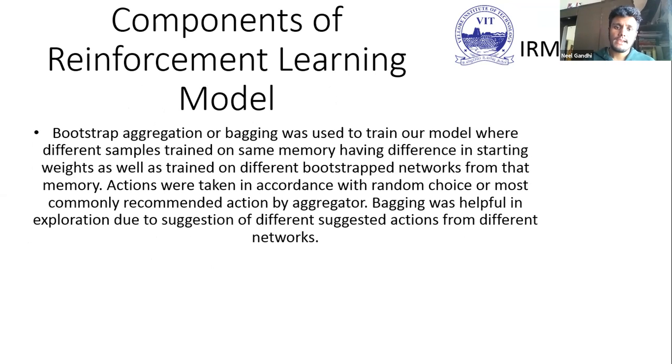Now, bootstrap aggregation or bagging was also used to train our model. Different samples were taken on the same memory, having different starting weights, and trained on different bootstrap networks from that memory. So actions were taken with random choice or, most commonly, by the aggregator. In our case, the most commonly recommended action was taken.